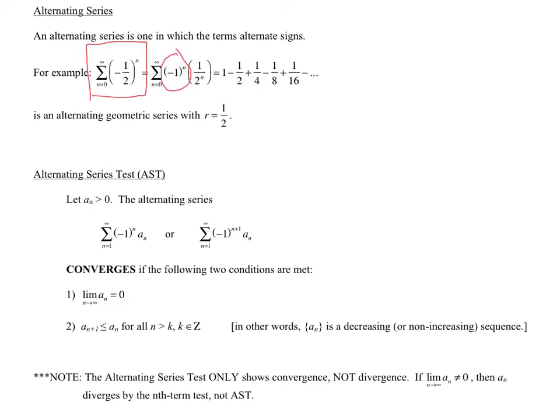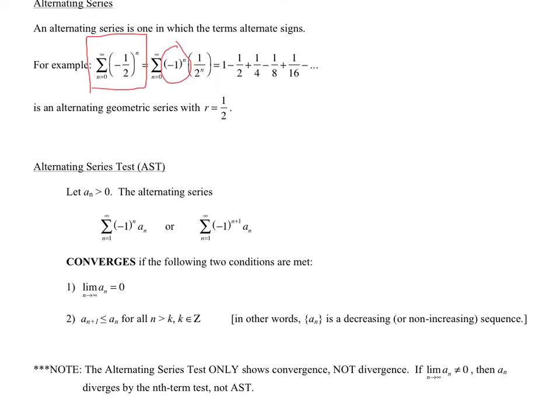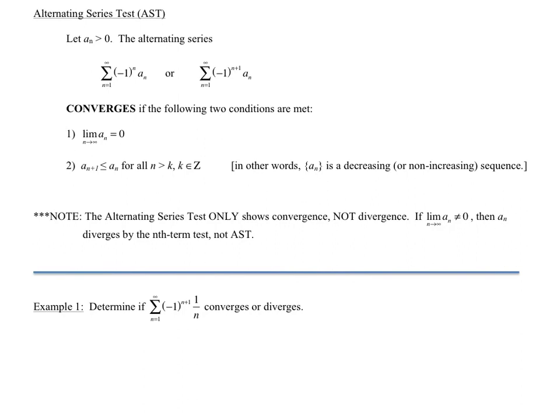So the alternating series test simply says that if a sub n, our series, is positive, then the alternating series will converge if the following two conditions are met. So notice that it says it converges. So this is a test for convergence, not divergence. So be careful with that. We will never write down that a series diverges by alternating series test, only that it converges.